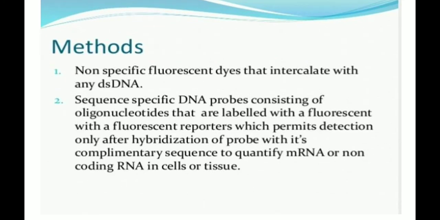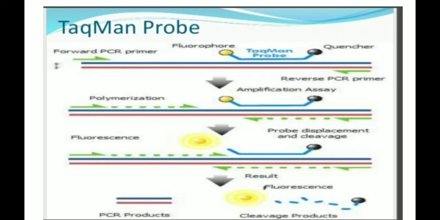And these two methods are fluorescent dyes that intercalate with double stranded DNA, and sequence specific DNA probes like the TaqMan probe, which consists of oligonucleotides labeled with a fluorescent reporter, which is in yellow color here. That fluorescent reporter permits detection only after hybridization of the probe with its complementary sequence, to quantify mRNA or non-coding RNA. You can see there is cleavage of products and PCR products in the TaqMan probe.